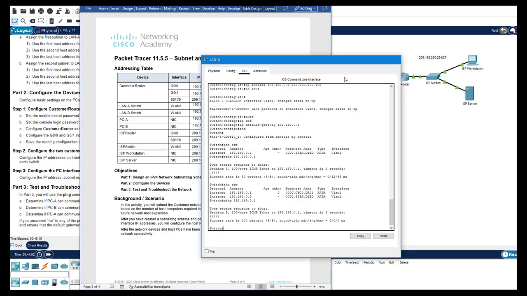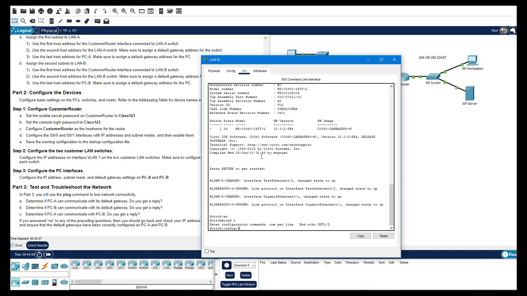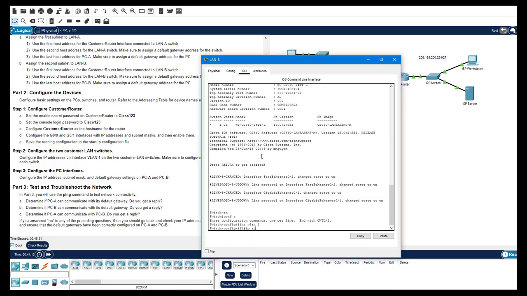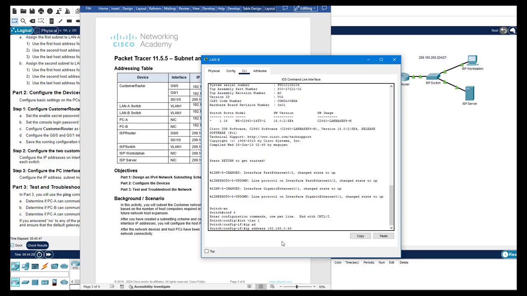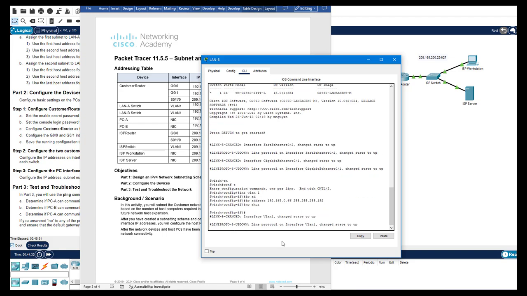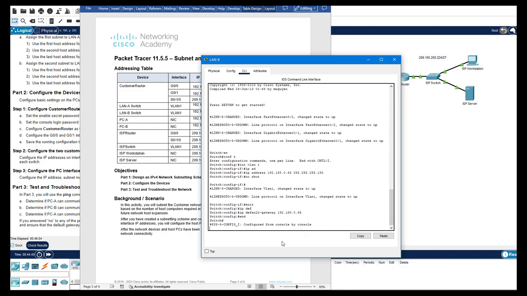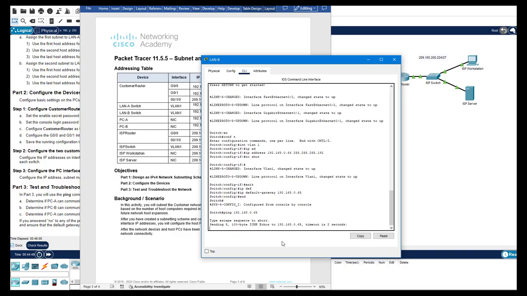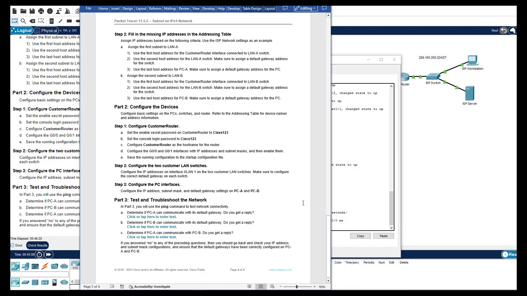The other switch now will need to be addressed, which is the LAN B switch. Enable, conf t, interface VLAN 1. IP address for VLAN 1 on the LAN B switch is going to be .66, the second usable address in that .64 network. And no shut. And its default gateway, IP default gateway 192.168.0.65. And I just want to make sure it can ping its default gateway. Yes.